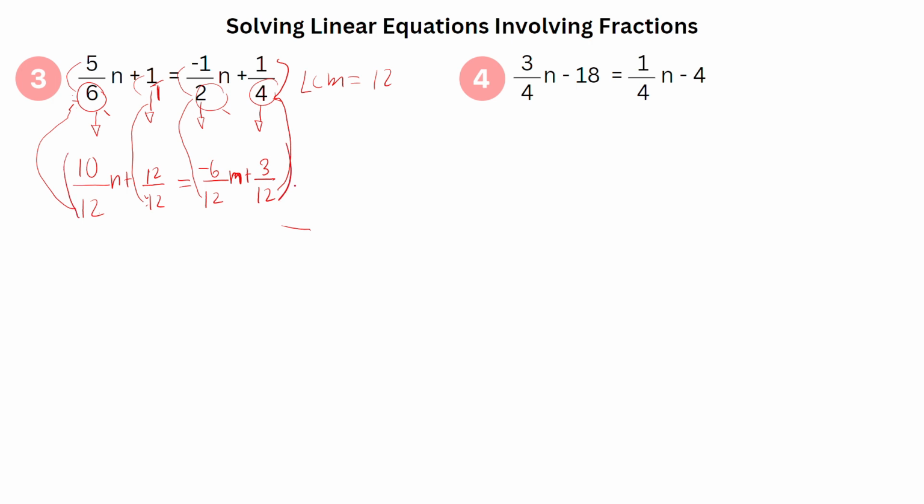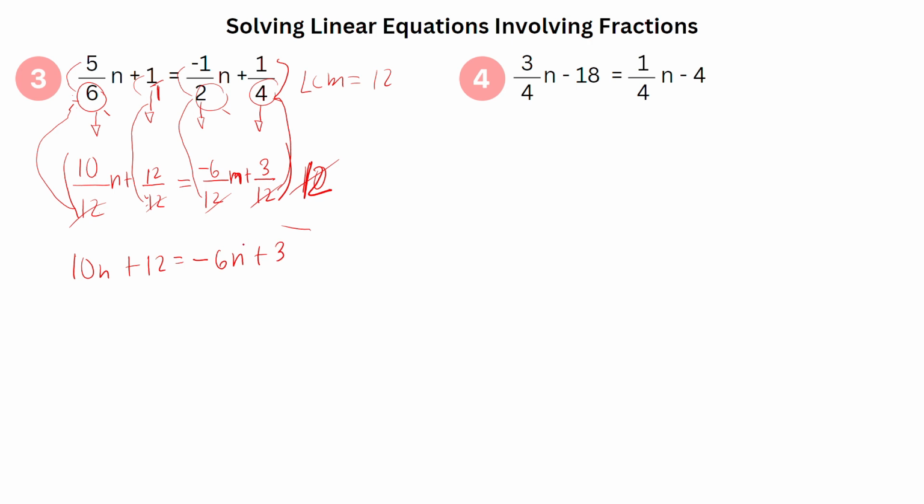We will multiply all of them by 10. And sorry, why not by 10? By 12. And then all the 12 here will be cancelled. And again, what do we do? We will just get all our numerators. What's 10 times n? That is 10n plus this one is 12 equals negative 6n plus 3. No question so far?